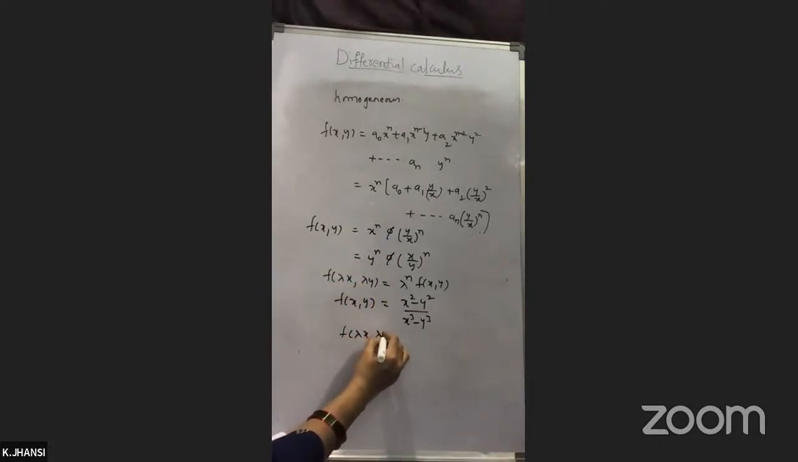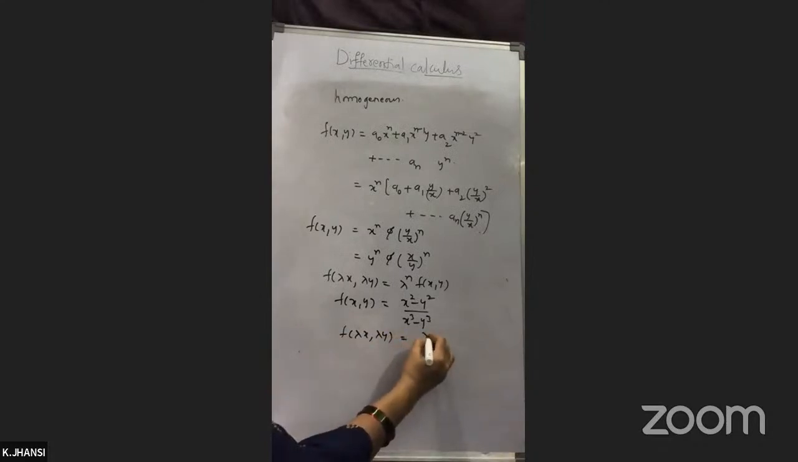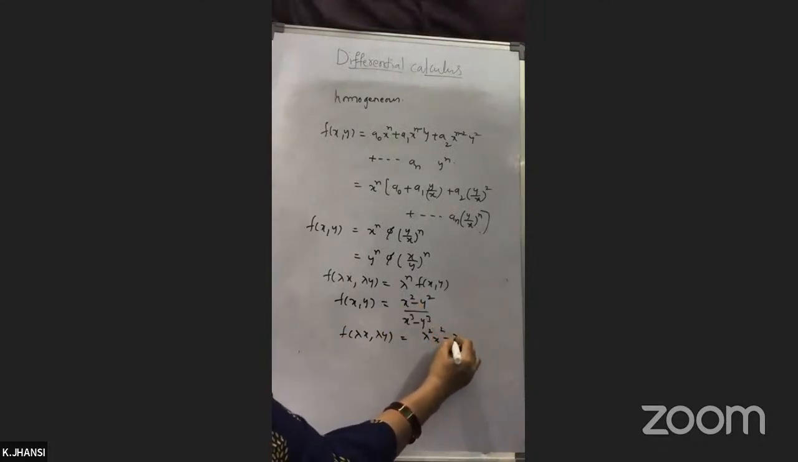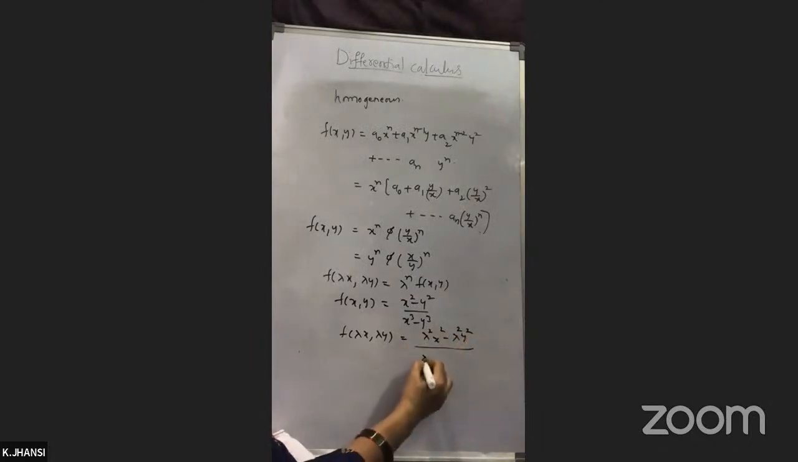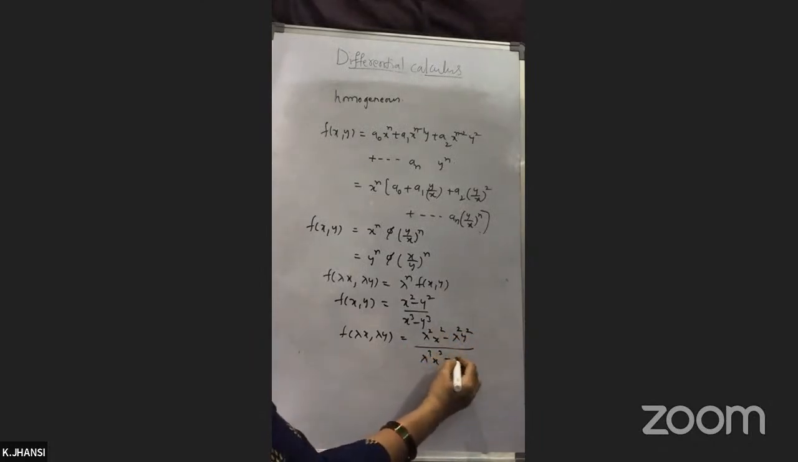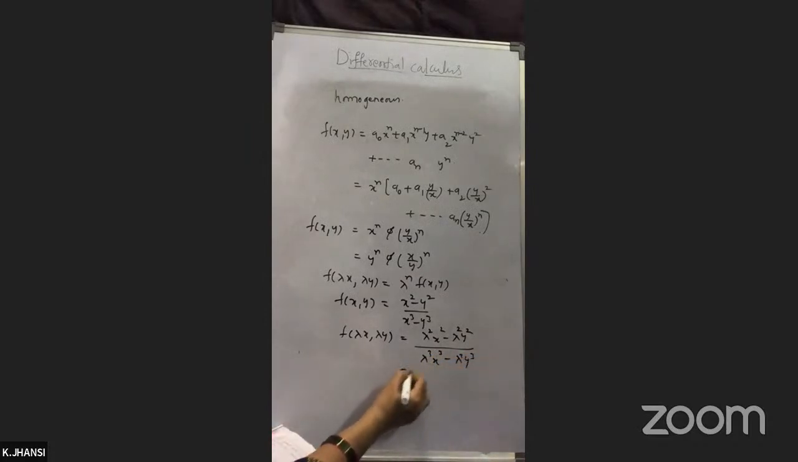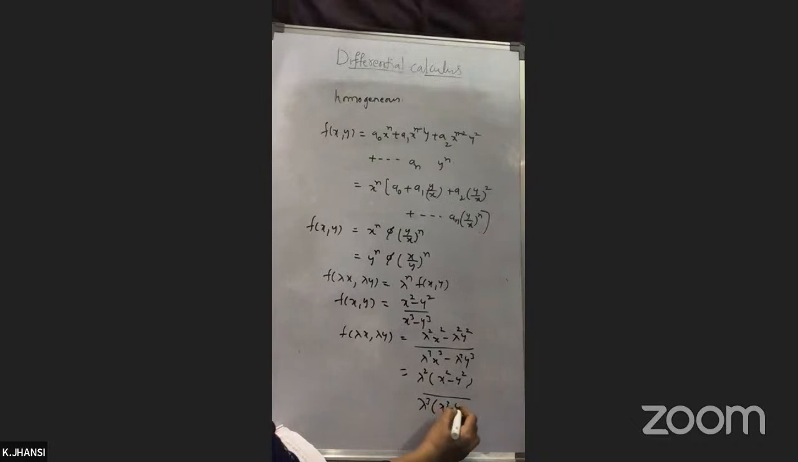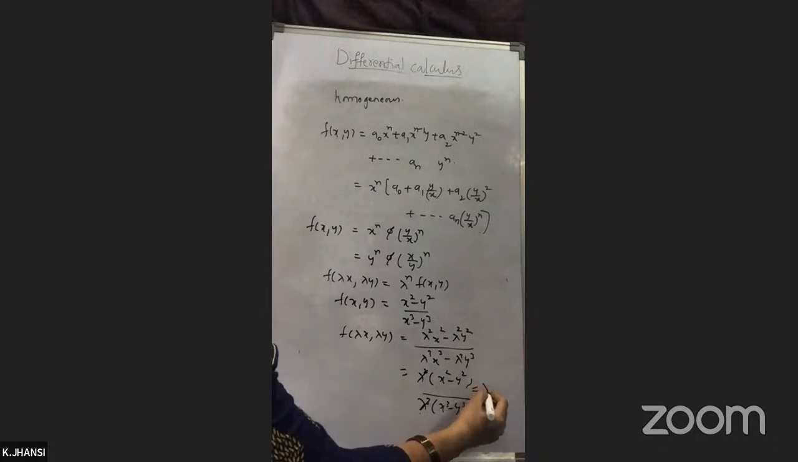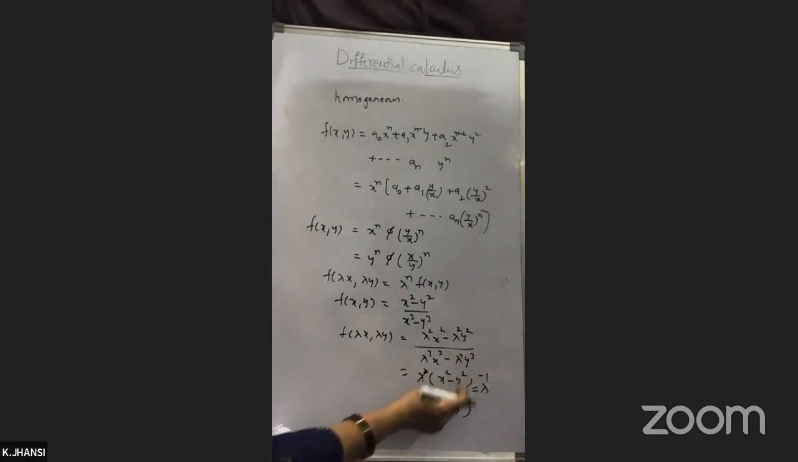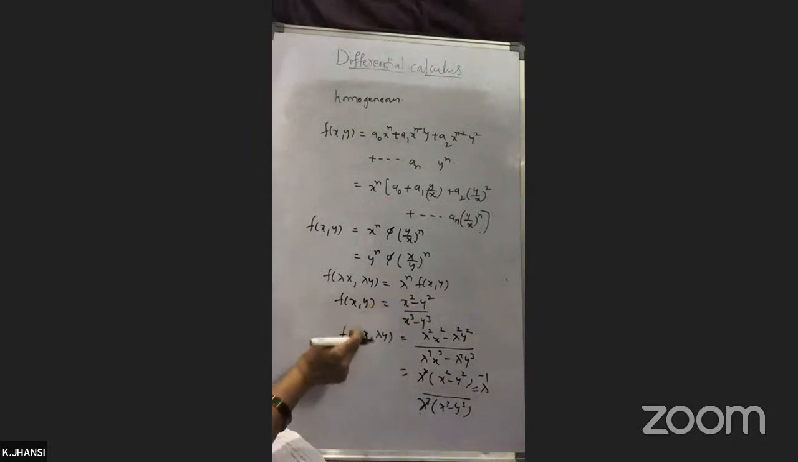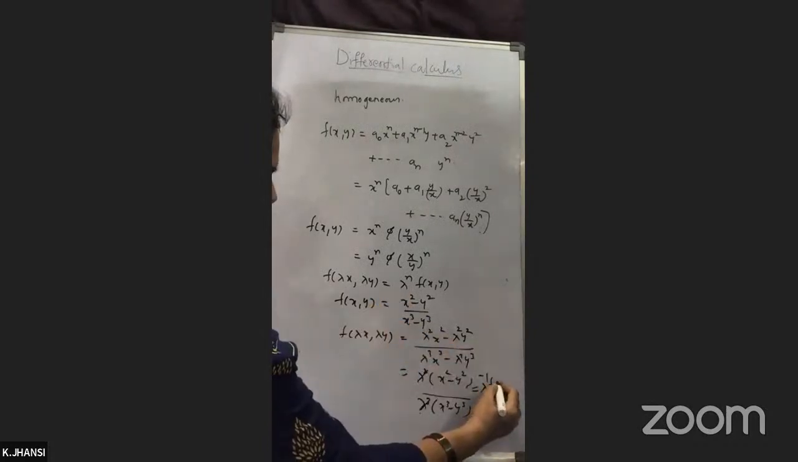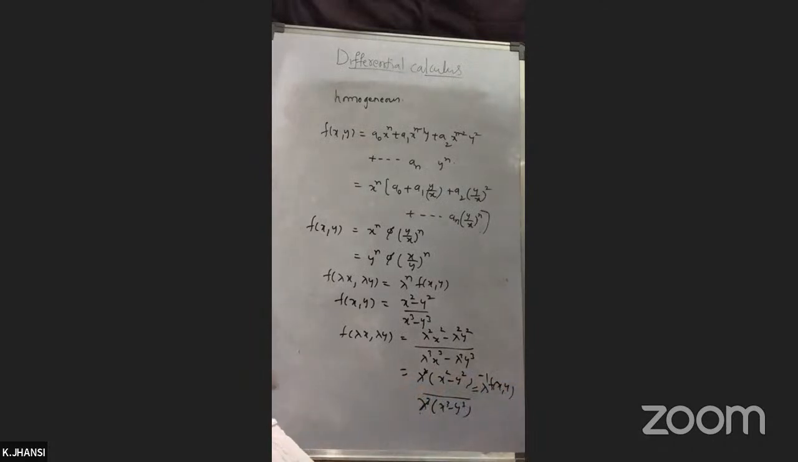Instead of x, you can take lambda x. That is, lambda square x square minus lambda square y square by lambda cube x cube minus lambda cube y cube. If you take lambda square common in the numerator, you get x square minus y square, and in the denominator, if you take lambda cube common, you get x cube minus y cube. Cancelling, in the denominator lambda is there, that is lambda to the power of minus 1 into (x square minus y square by x cube minus y cube), which is the given function. That is lambda to the power of minus 1 into f of x comma y.